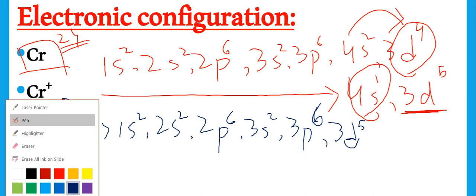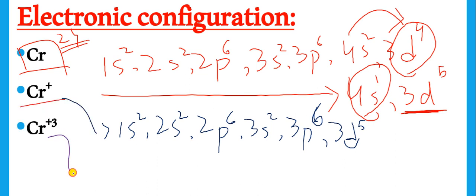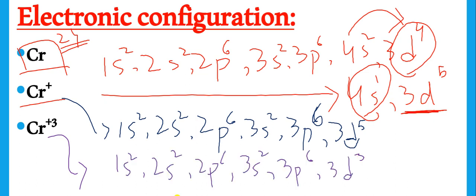And what about writing chromium plus 3? It means we have to remove 3 electrons, 1 electron from the s and 2 electrons from the d. Okay, 3d3. For all other atoms having d electrons except d4 and d9, you first have to remove electrons from the s orbital and then you have to remove the electrons from the d orbital.